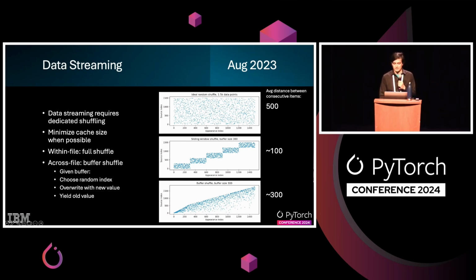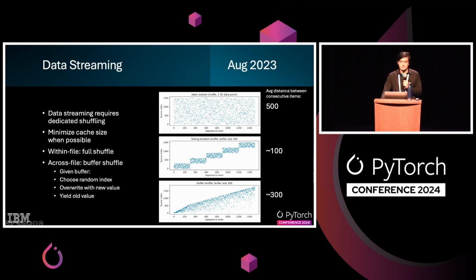But nothing between the windows. And the mean distance between originally consecutive data points in this example falls to just over 100. Not great. We implemented a better scheme based on a shuffle buffer. You have a buffer of values, and at each time step, you simply swap out one randomly selected value with the new input data, and then you yield the value that you overwrote as the output.